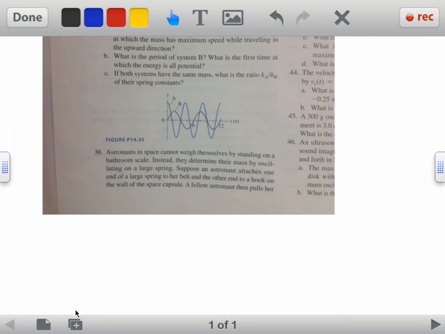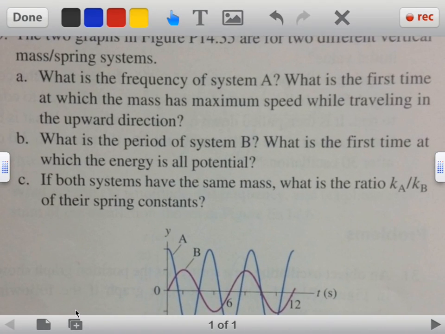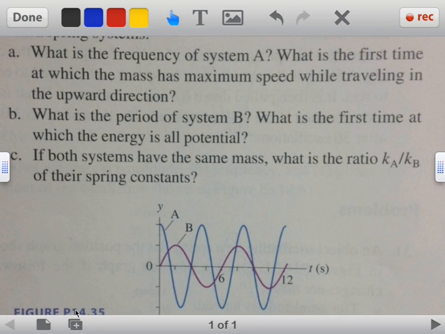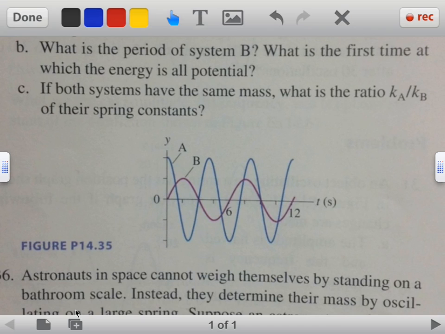So with that said, now let's see, what is the frequency of system A? We did that. What is the first time at which the mass has a maximum speed while traveling in the upward direction? Where does it have maximum speed? William, when does it have maximum speed? Okay, think of the rubber band thing. When do I have maximum speed? Yeah, when you get back to the axis, the midpoint, right?